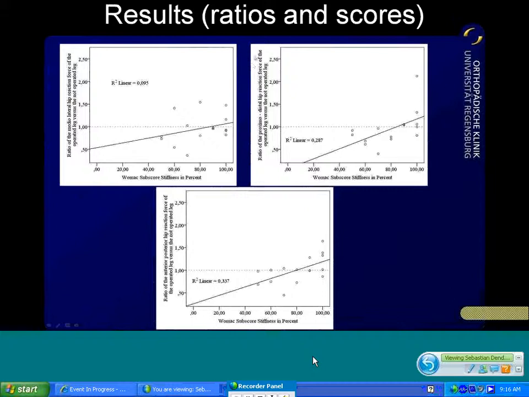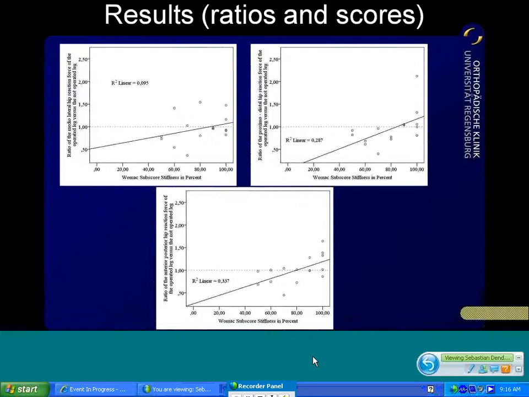In the first diagram, you can see the ratio of the mediolateral hip reaction force. On the second diagram, the ratio of the proximal distal hip reaction force. And on the third diagram, the ratio of the anterior-posterior hip reaction force. As you can see, from 80 to 100%, the ratio of the hip reaction force appears to be more likely above 1. This appears in the proximal distal force and in the anterior-posterior force.